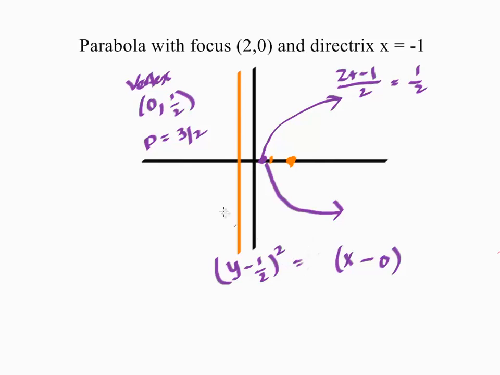Now all we need to do is put in our 4 times p, which is 3/2. Let's simplify this out. I have (y minus 1/2) quantity squared is equal to, multiplying 4 times 3/2, we get 12/2, or 6, times x minus 0, or x. So there you go. You have the equation of a parabola with a focus of (2, 0) and a directrix of x = -1.